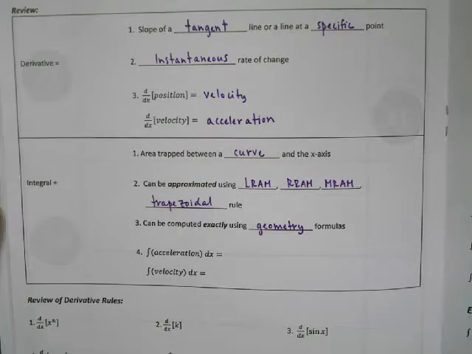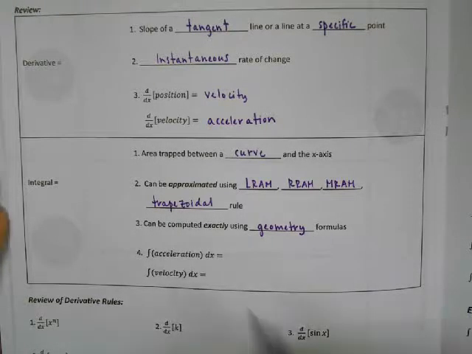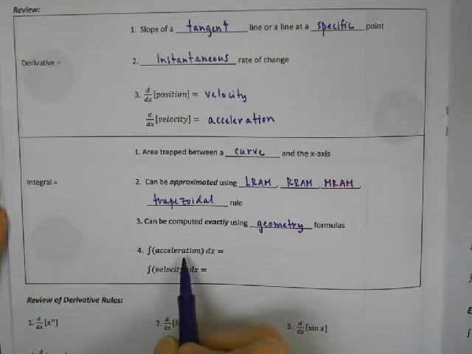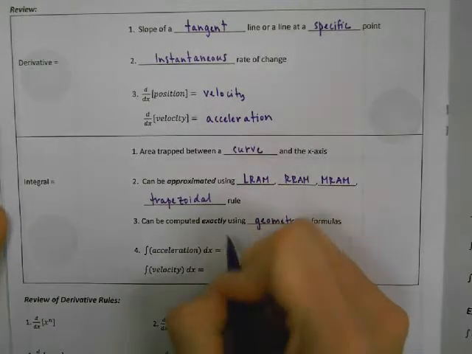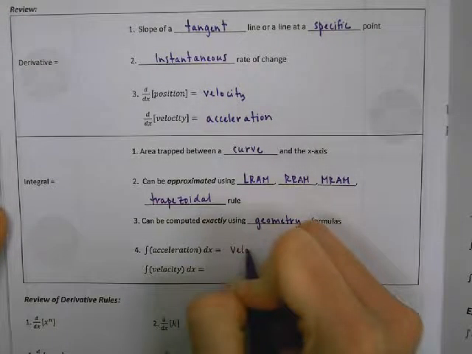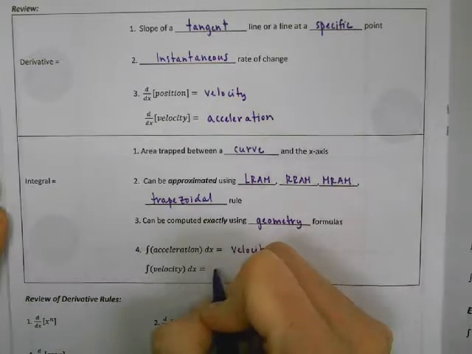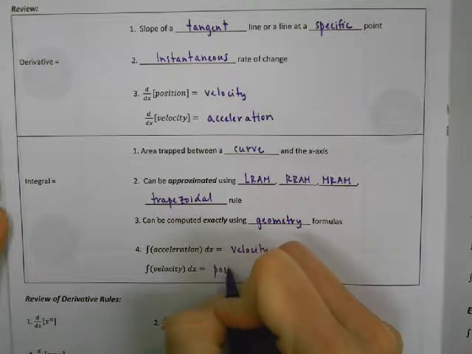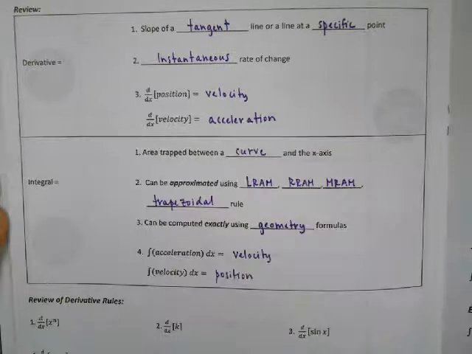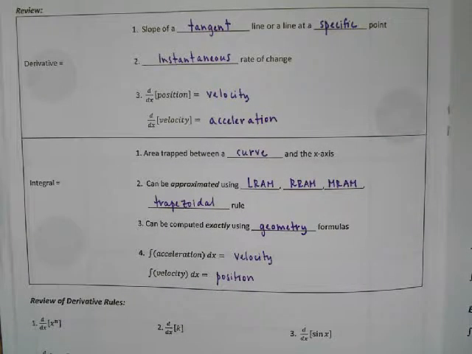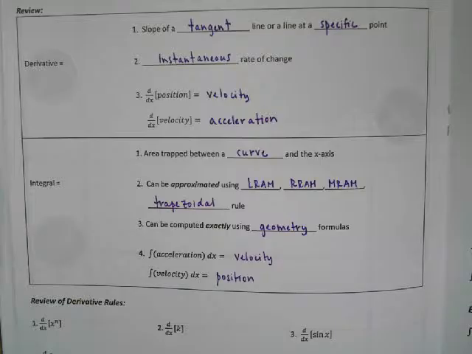Okay, now we talked about integration being able to take us backwards. So now if I take the integral of acceleration, that's going to take me back to velocity. And likewise, if I integrate a velocity function, what we're actually going to get is position. Now, today I said we're going to be using what we call antiderivatives, right? Basically being able to work backwards.